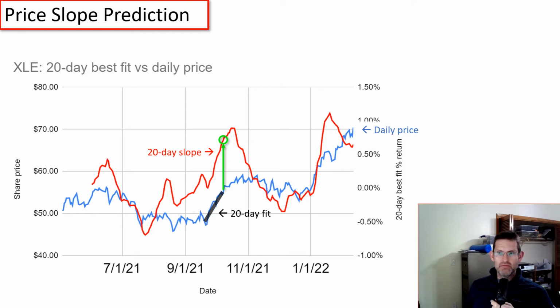Wanted to give you an update on how my price slope prediction method's been working during this eventful week. To give you a quick background on the method, here's an example with XLE, the energy sector ETF. Say that I take 20 days of past price data. I make a straight line fit to those 20 days, and I plot the resulting curve in red. I then hope that today's price slope will predict tomorrow's price.